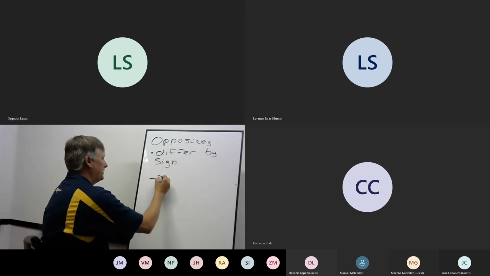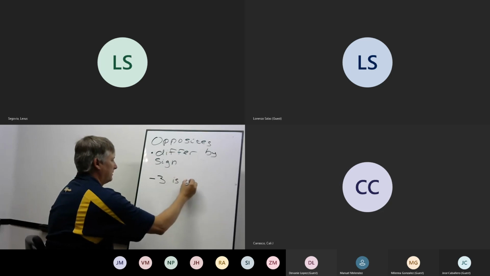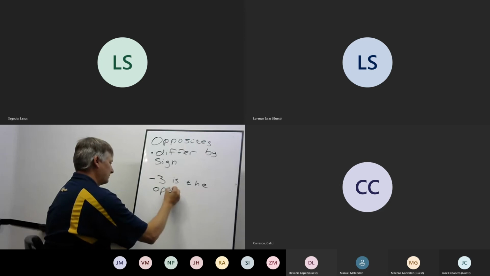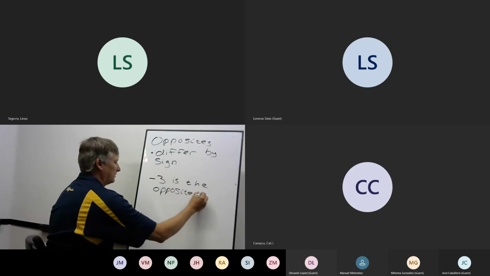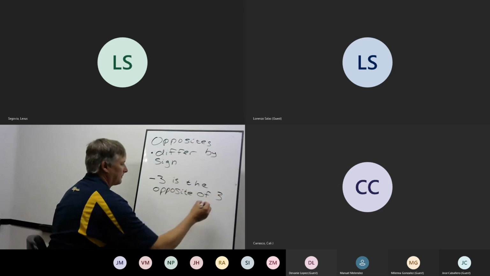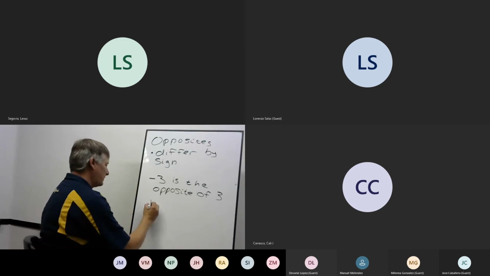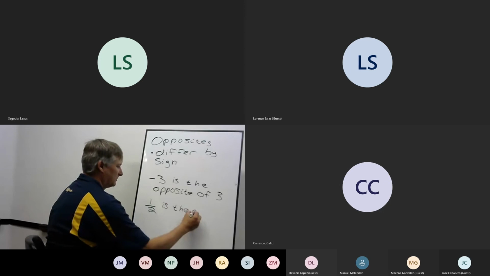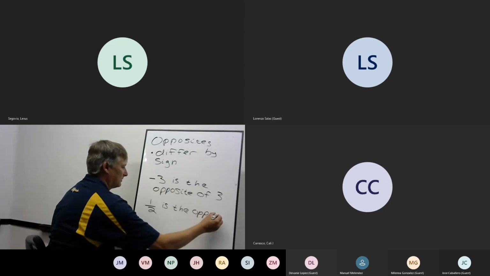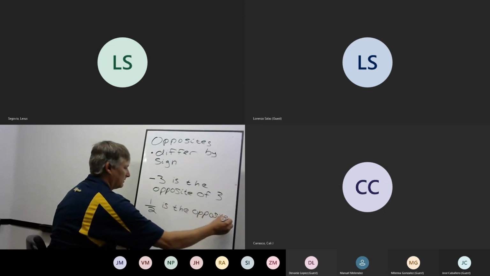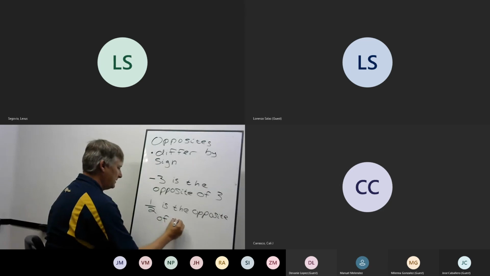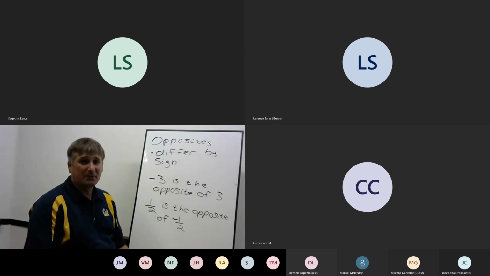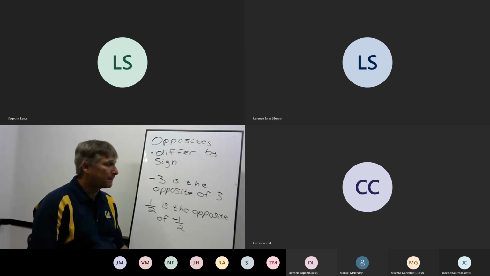So -3 is the opposite of 3. Or 1/2 is the opposite of -1/2. So those are opposite numbers. They only differ by the sign.